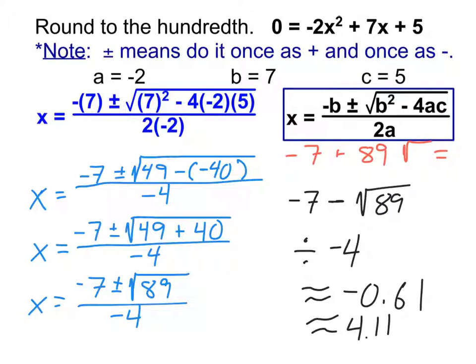And so when we get to the end of this problem, we got 2 different answers, -0.61 and 4.11. Those are our 2 solutions. X is approximately equal to each of those 2. Again, rounded to the nearest hundredth.